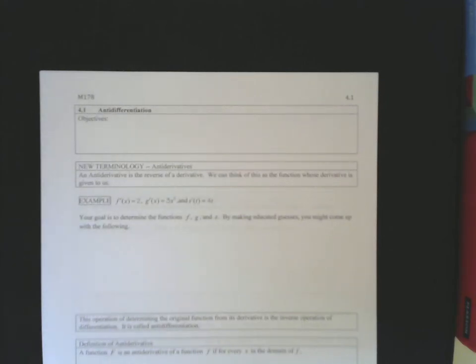Okay, we're into, I'm going to call it the last chapter, chapter 4. I know we do one section of chapter 5, but that's it. So it's going to get lumped in the same time we do chapter 4. But this is extending calculus to the next big topic.